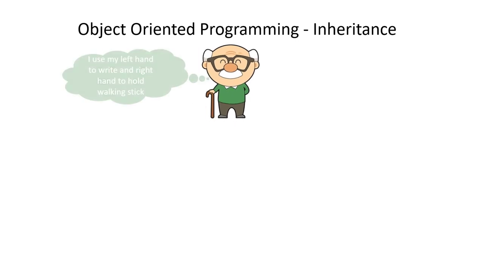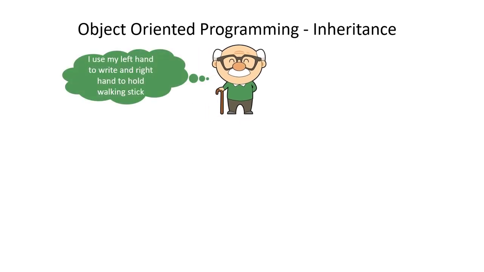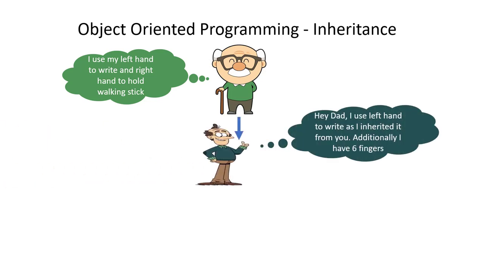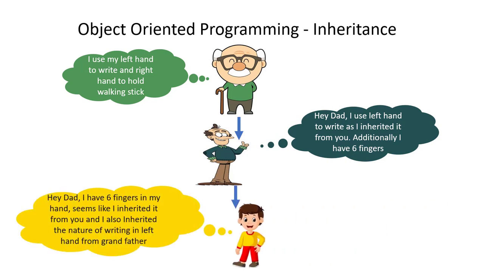Let us consider another scenario where the grandfather says, I use my left hand to write and right hand to hold the walking stick. And now comes the son. He says, hey dad, I use my left hand to write because I inherited it from you. Additionally, he has 6 fingers in his hand. Here comes the grandchild. He says, I have 6 fingers in my hand, dad. Seems like I inherited it from you. And I also inherited the nature of writing with the left hand from my grandfather. So we now have more than one level where people are talking about the characteristics they inherited from their parent and grandparent level.